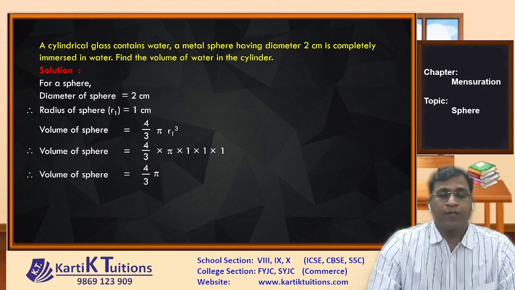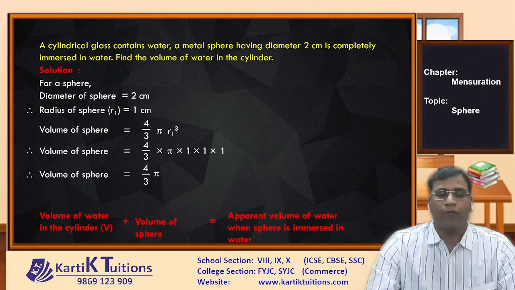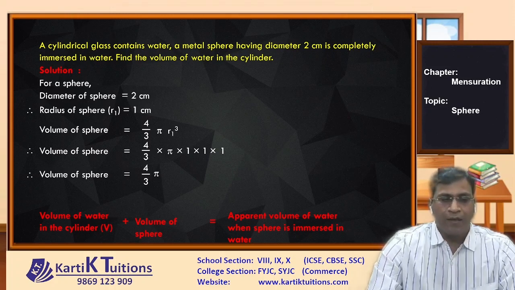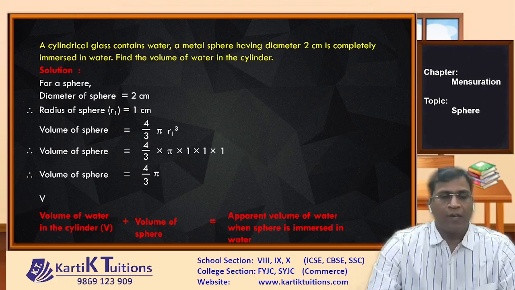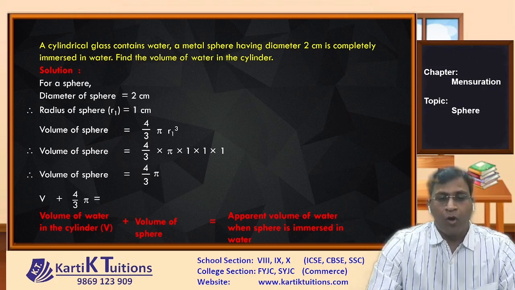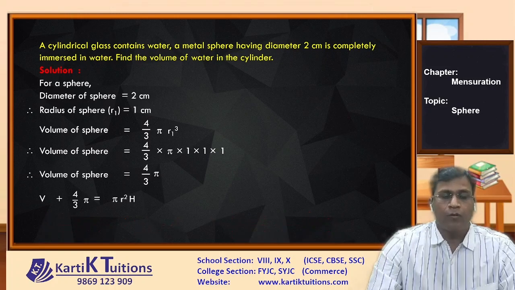Now इसके पहले जो concept discuss किया वो क्या था? Volume of the water in cylinder plus volume of the sphere is equal to what? Apparent volume of the water when the sphere is immersed in the water. So basically हमारे पास v तो है नहीं, तो ऐसे ही रहेगा, but volume of sphere मिला, कितना मिला? 4 upon 3 pi is equal to. Now volume of water when the sphere is immersed in the water, that is the cylindrical container, so it will become what? pi r square h. H is capital because that is the height given, that is 30 centimeter. Now here volume तो find करना है, तो 4 upon 3 pi को हम लोग वहां ले जा सकते हैं. So it will become v is equal to pi r square h minus 4 upon 3 pi.